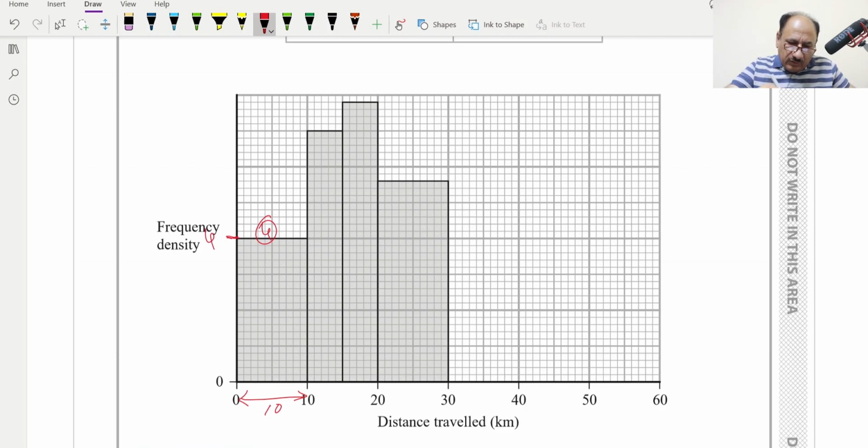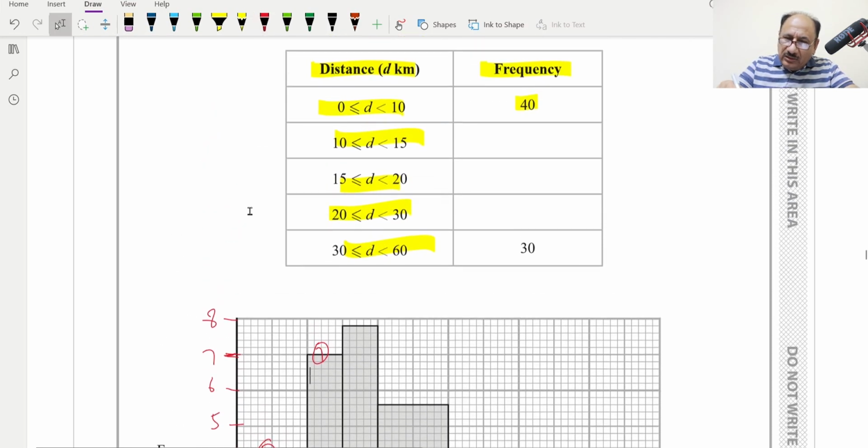We don't have a scale for frequency density, so we will be checking for this scale. So if this is 4, half of 4 will be 2, this will be 3, this will be 1. So this will be 5, 6, 7, and this should be 8, and this is how we have completed the scale. Now for the second part, this is from 10 to 15. This portion will be 5. So 5 multiplied by this height, 7, so 5 multiplied by 7 will be 35. So we can give the answer over here as 35.